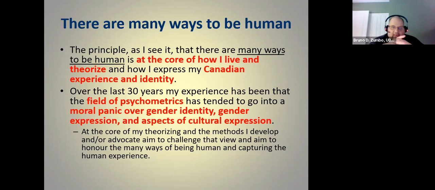The core of my theorizing and the methods I develop and/or advocate for aim to challenge this view, this moral panic, this notion of an under glass or in vitro, right? The core of my theorizing and the methods I develop is to challenge that and to advocate for an approach in which we are trying to capture the human experience more broadly through an ecological view. These are the core elements of how I try to conceptualize matters around equity and fairness.